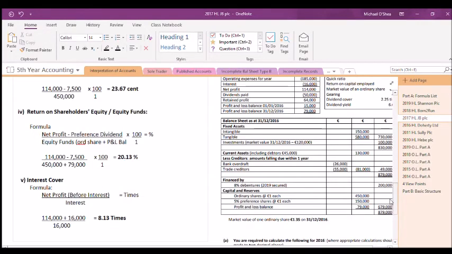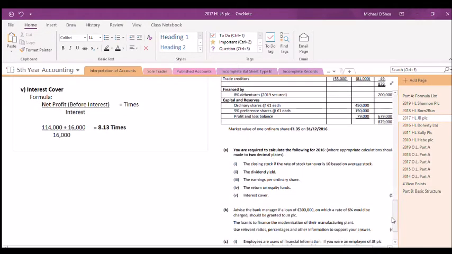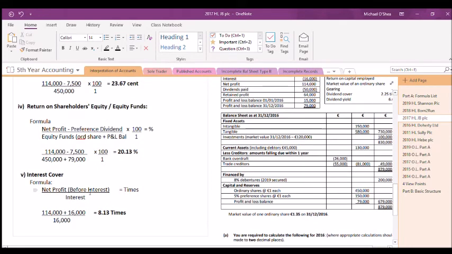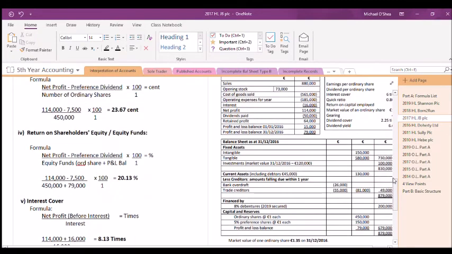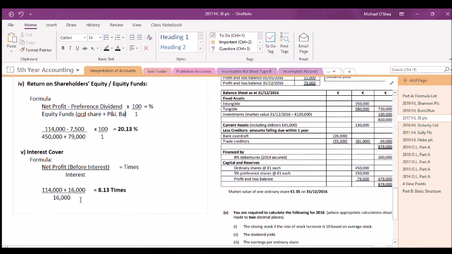My final one that I'm asked to get here is my interest cover. Interest cover formula is net profit before interest divided by interest equals times. So my net profit is 114,000. My interest is 16,000. I can see that up here. Therefore, my net profit before I took away the interest has to be 114 plus 16. Because we had 114, I had to take away the interest. I'm now going to add it back to get my net profit before interest. 114 plus 16,000 divided by 16,000 is 8.13 times.